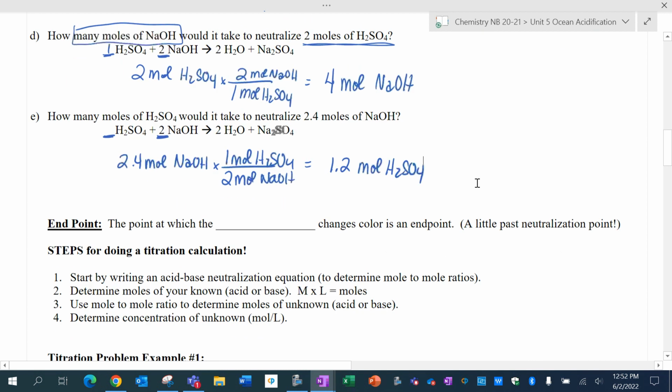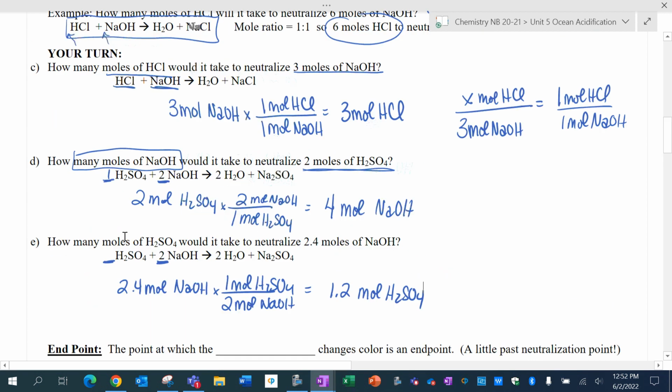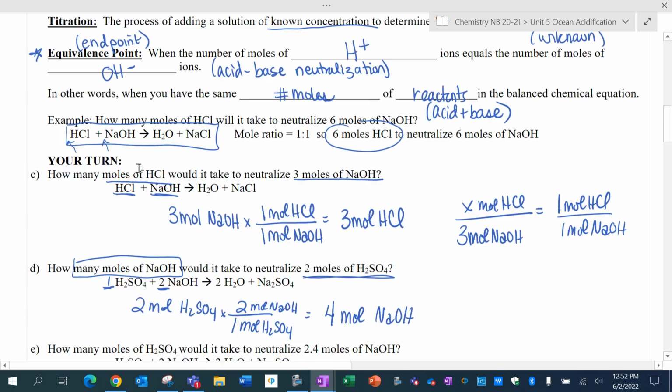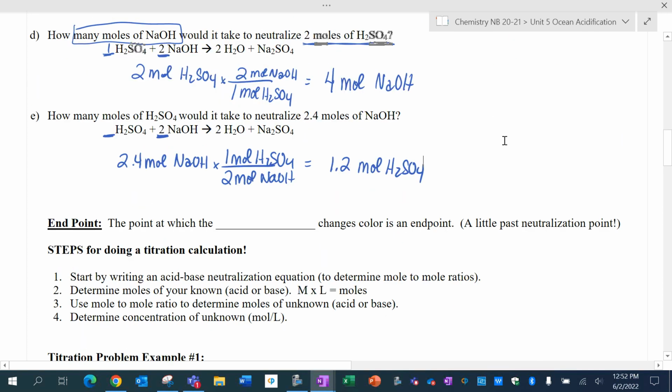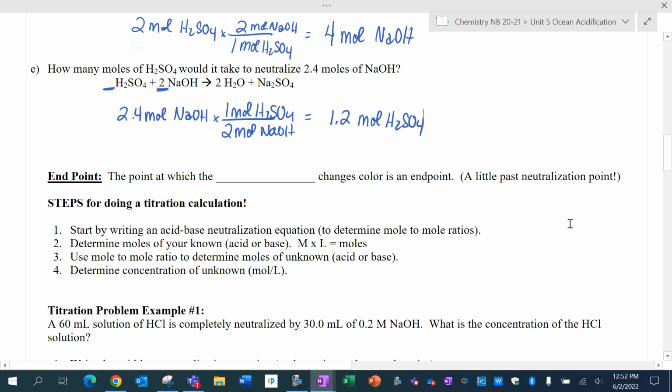All right. So endpoint, remember I mentioned earlier that sometimes our equivalence point, we refer to that as the endpoint. So endpoint is really more of an experimental term. It's the point at which the solution changes color. And your solution might be an acid or a base, depending on how you have your titration set up.